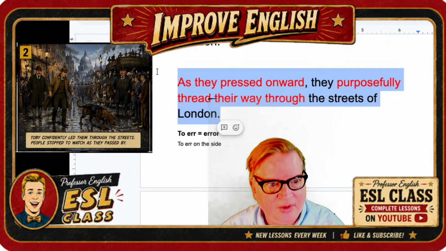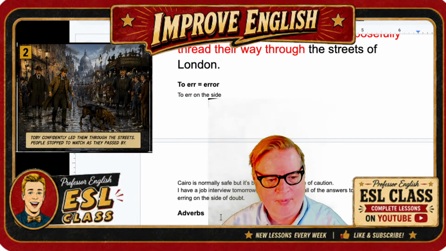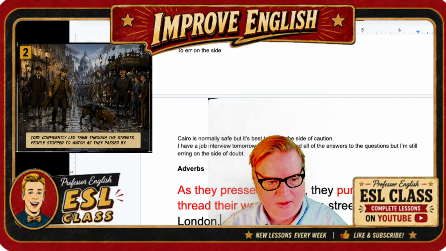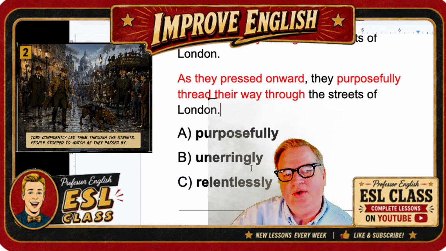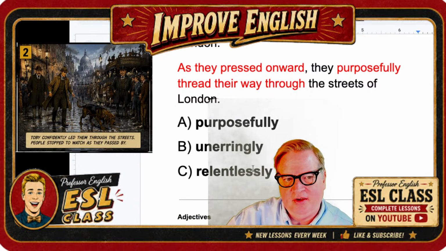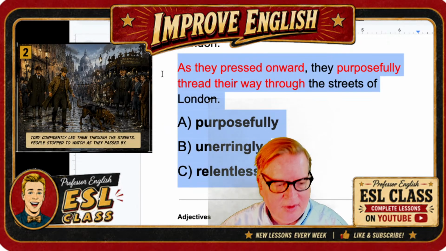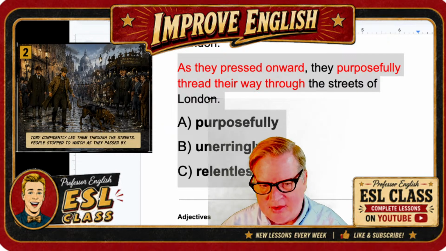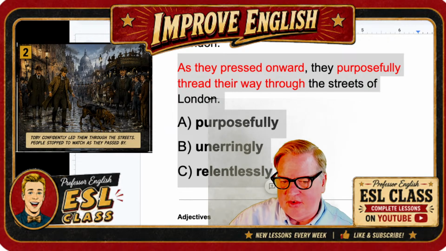I'm going to bring the sentence down here again. Let's see. Is there any place where you can say unerringly, meaning they didn't make one mistake? Let me copy everything because I forgot to put this in Discord. Okay. So we have our sentence: As they pressed onward, they purposefully thread their way through the streets of London. Where could we put the word that means they didn't make one mistake? They had no problems. They didn't fail.